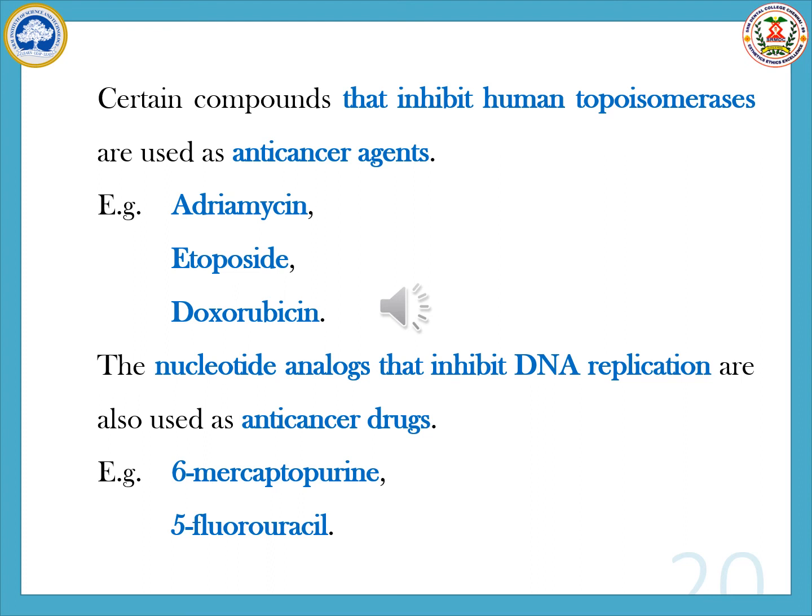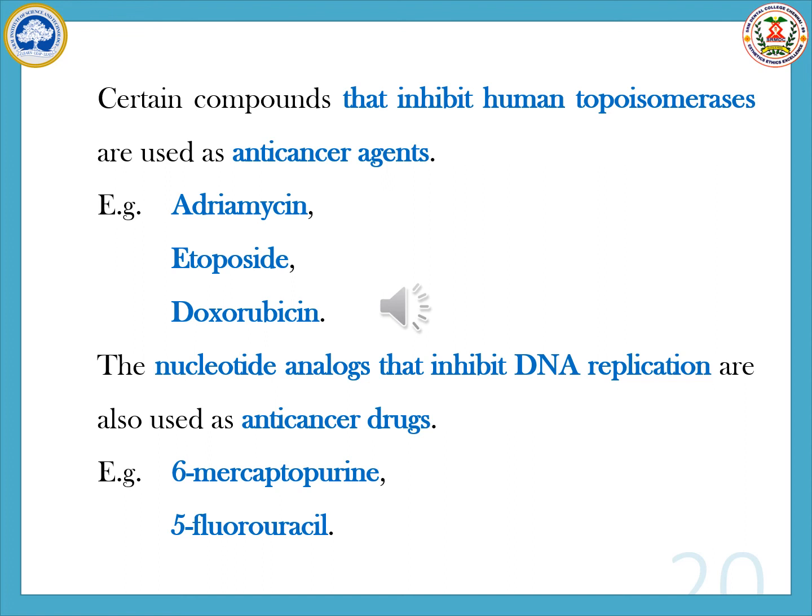Along with the chemicals, some nucleotide analogs can also inhibit DNA replication and are called anti-cancer drugs, which include 6-mercaptopurine, 5-fluorouracil. These are all nucleotide analogs that can be incorporated into the DNA, which don't have a complementary base pair, thereby DNA replication can be inhibited. Thus, they are referred to as anti-cancer drugs.